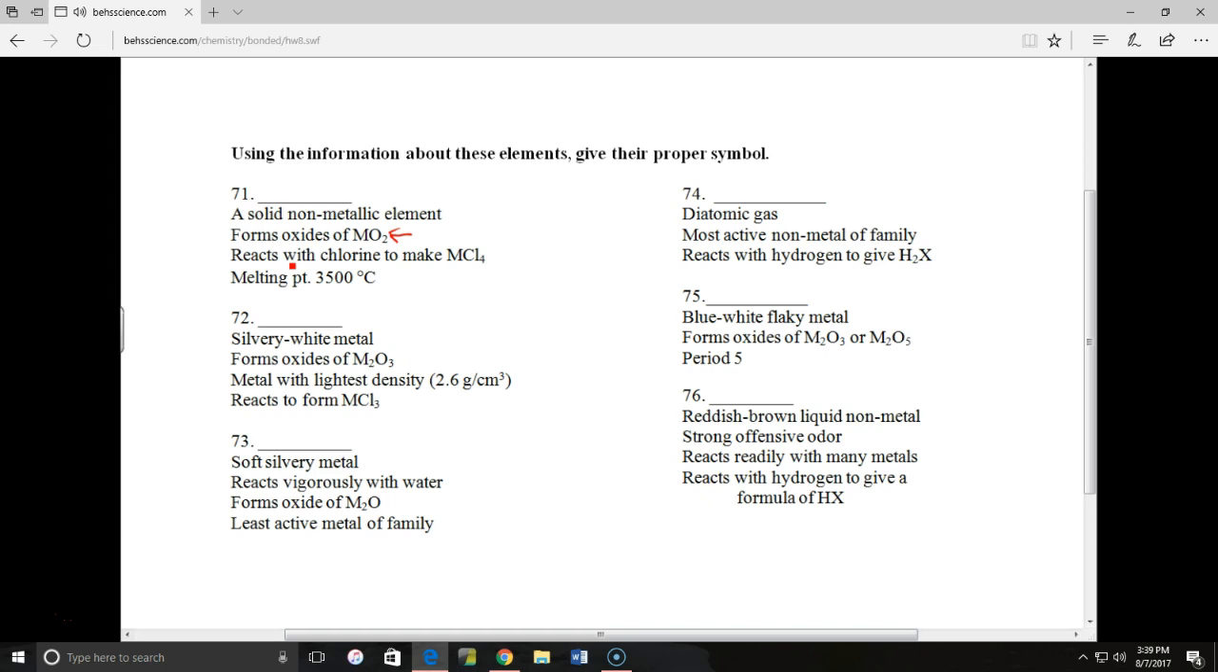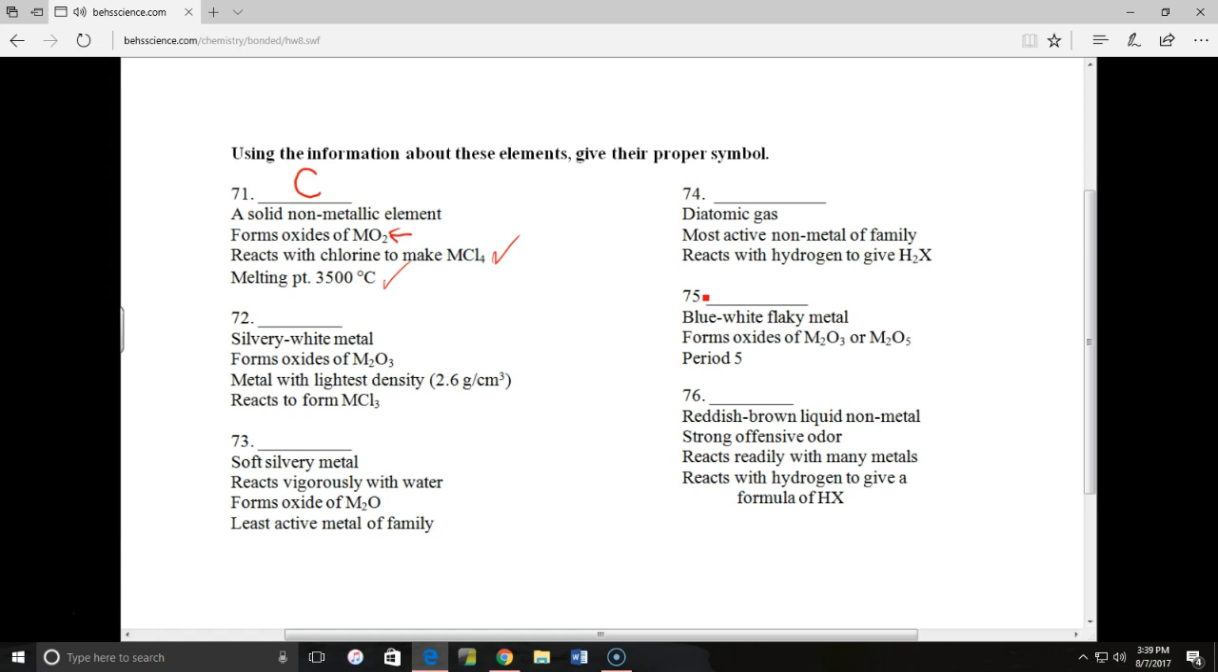If I looked, it reacts with chlorine to make MCl4. That would also work. A melting point of 3,500 degrees Celsius. If you look on carbon, on the one that you've colored, you should have an MP to show that it has one of the highest melting points, or the highest melting point. So we found number 71, carbon.